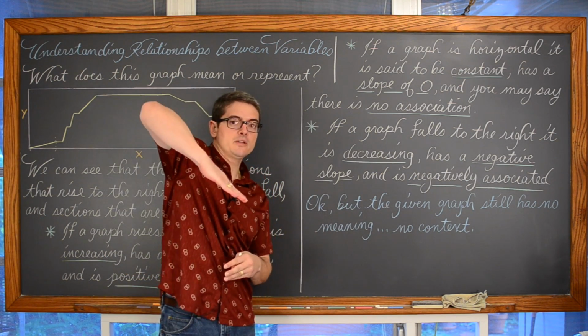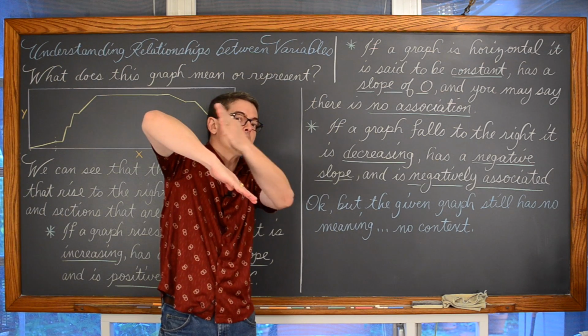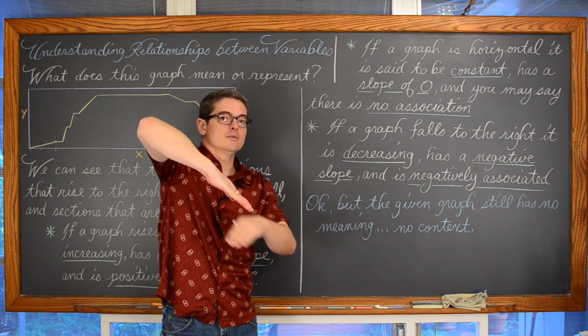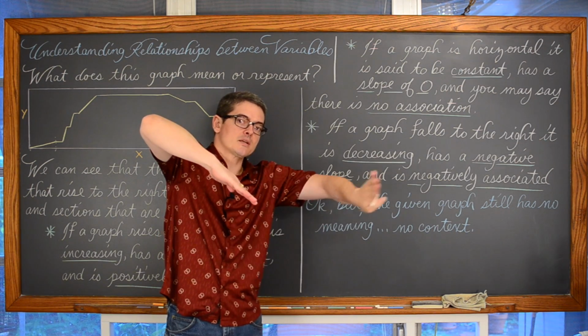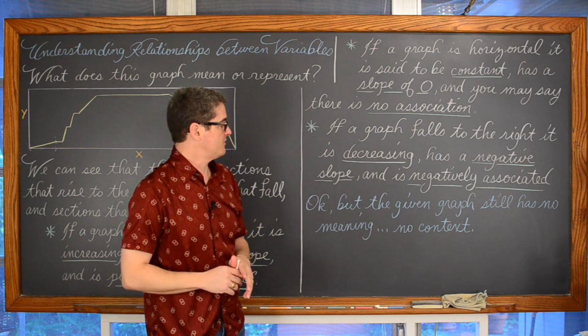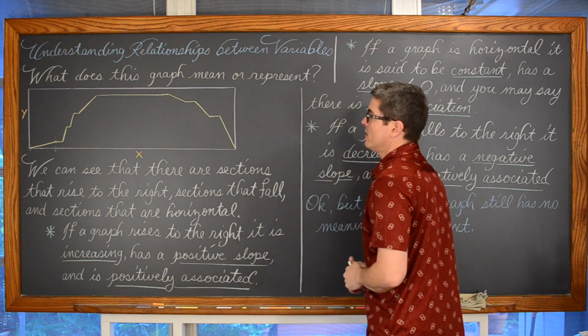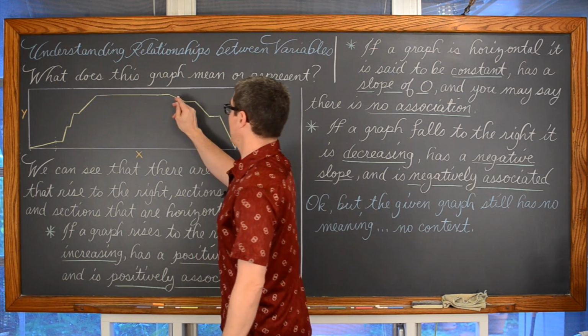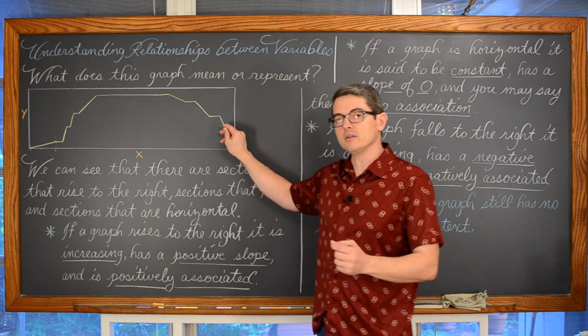So if a graph is falling to the right, read it left to right, let the x values increase from low to high. And what's going on with the y values? Well, if they're falling as x increases, then it's decreasing, negative slope, and negatively associated. And just like I pointed out the places where the graph had some positive slopes, there are some areas where this graph is falling to the right.